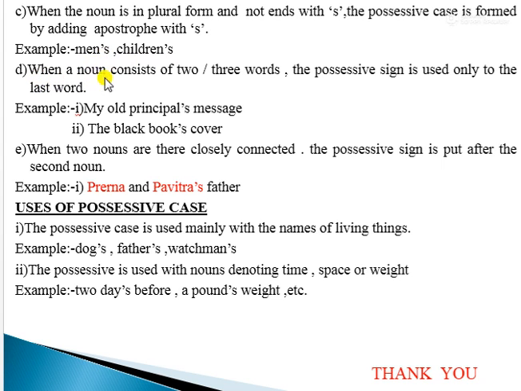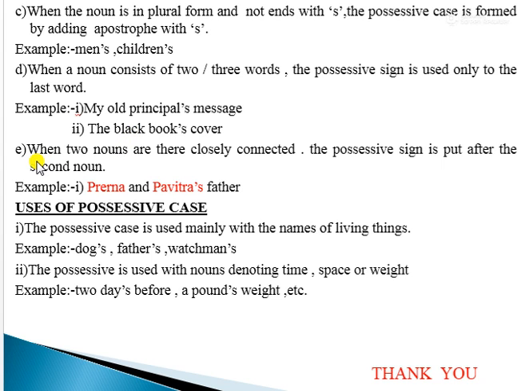Next, when a noun consists of 2 or 3 words, the possessive sign is used only with the last word. See the example, students. Number 1, my old principal's message. Number 2, the black book's cover. Here you can see the noun is of 2 or 3 words. So the apostrophe comes on the last word.